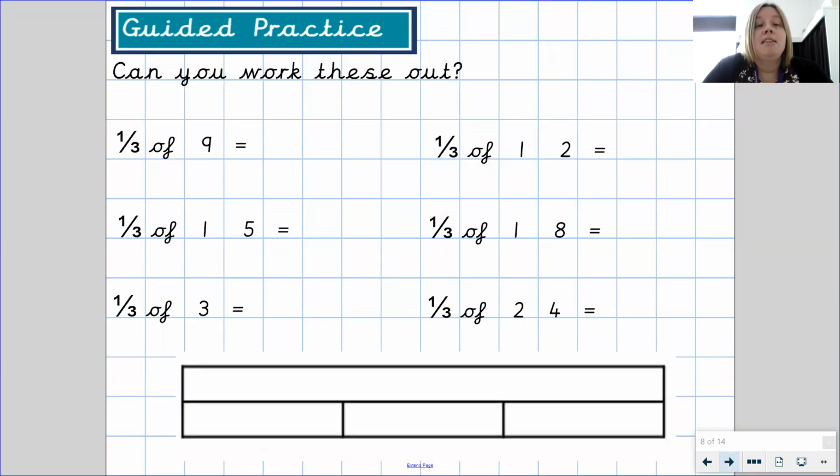Can you work these out? You might want to use the part-whole model to help you.